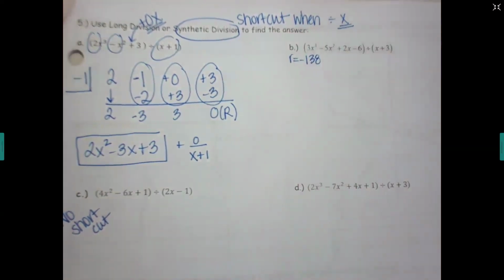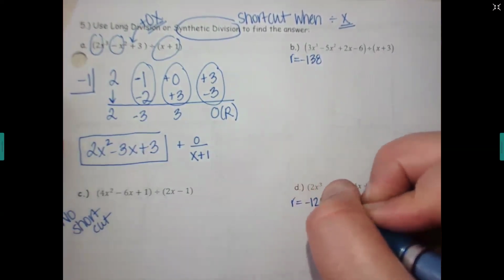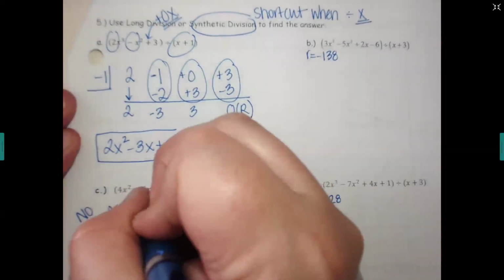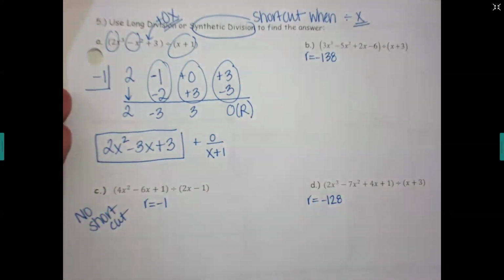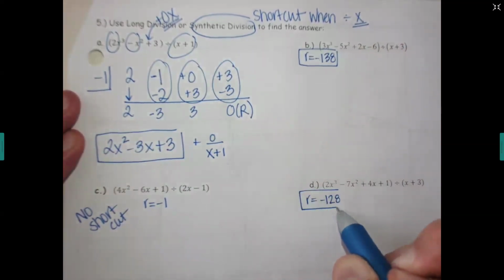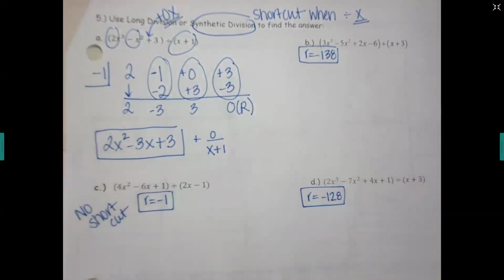Obviously, if you just write that down, you're not gonna get credit for the whole problem. That way you can check your work. Letter D, your remainder should be negative 128. And then letter C, your remainder should be just a negative 1. So that's for you just to check your work, see if you're doing the right thing on those. Then we'll do like 15 minutes and then we'll keep going. You can do it.